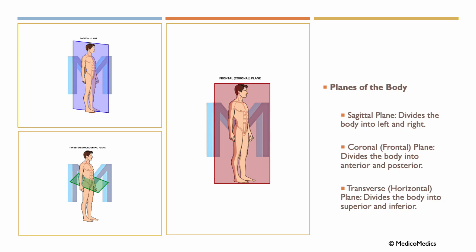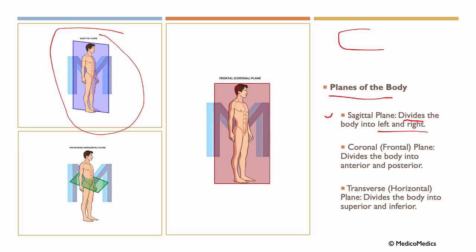Now let's talk about the planes of the body. So we have the sagittal plane, where we divide the body into left and right. So we have that illustration here. So when we're talking about the sagittal plane, or we have a sagittal view of something, we know that whatever we're talking about has been separated into left and right.